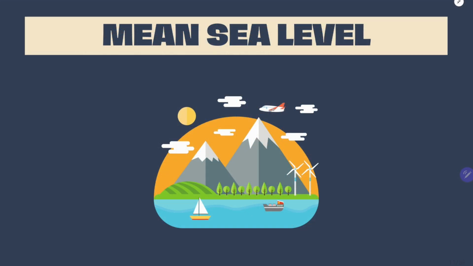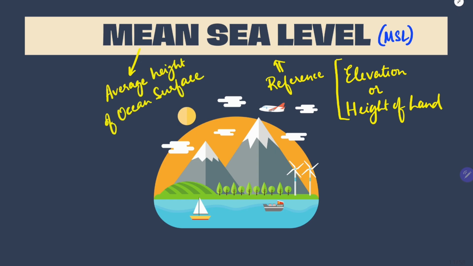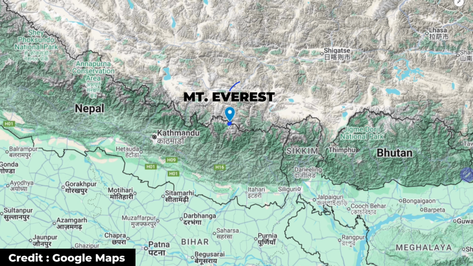Before we explore the continents in detail, let's first understand a few concepts like sea level, isthmus, and strait. Elevation or the height of land is measured from a standard reference point called the mean sea level. Mean sea level is the average height of the ocean surface, which is used globally to measure elevation and depth. For example, Mount Everest is approximately 8,848 meters above sea level and is the highest mountain above sea level. You can see here that it is located west of Sikkim and is situated along the China-Nepal border.